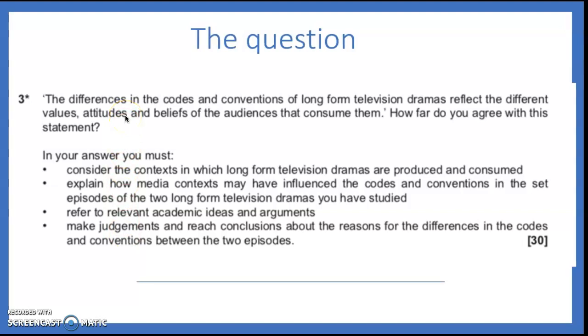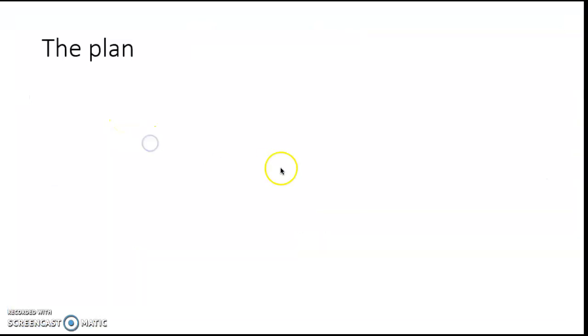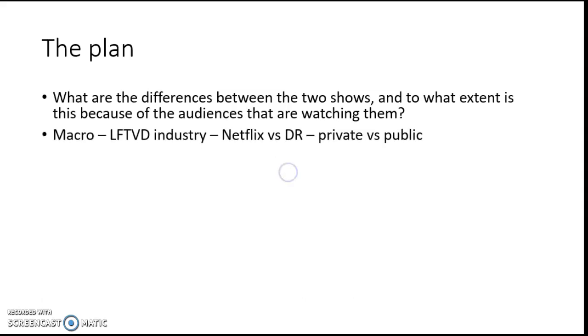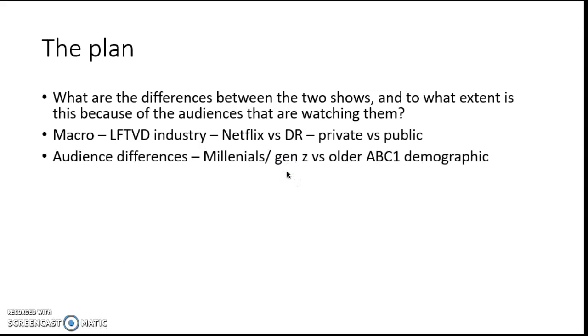Last lesson, we looked at a plan, and we said that essentially we need to understand, is it the audience that's affecting the production or is it something else? We started with an introduction talking about macro before we went into micro. This lesson we're going to be thinking about our first paragraph, which is the audience paragraph, talking about what is the difference between the audiences and why that might affect the production. So let's get into that.